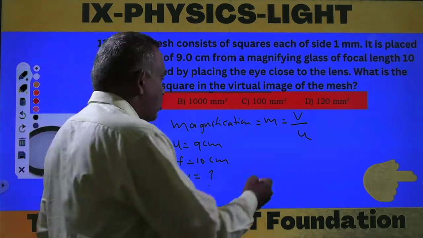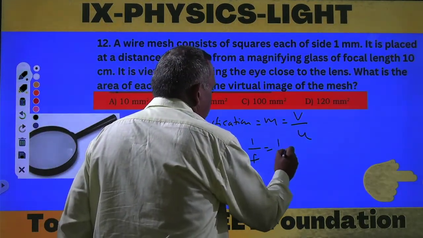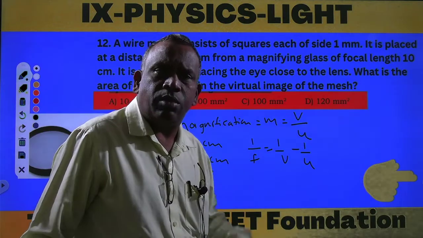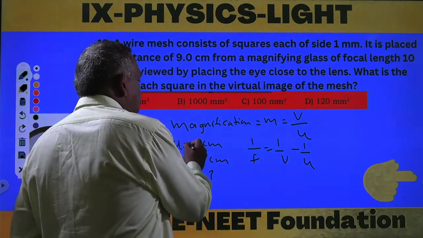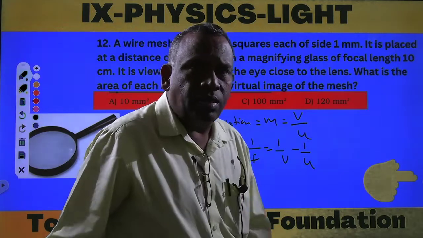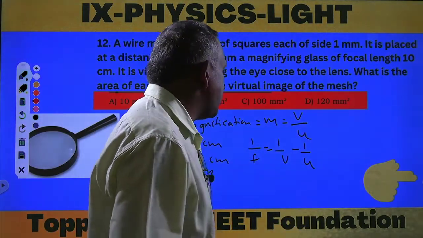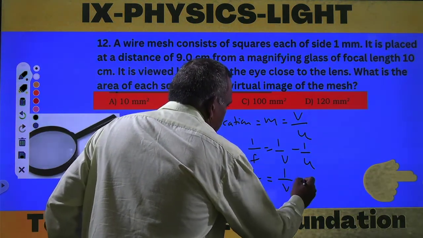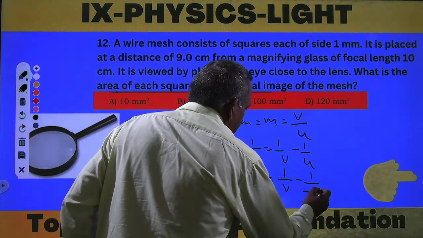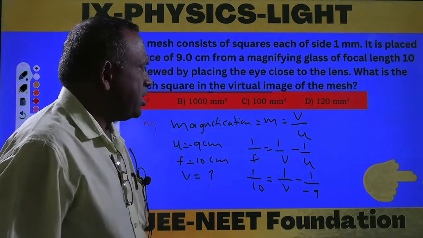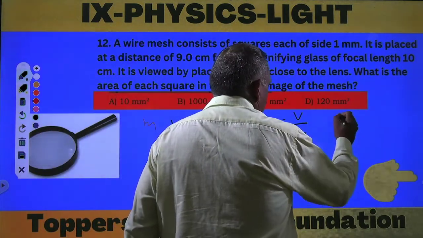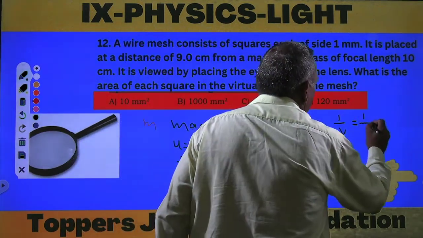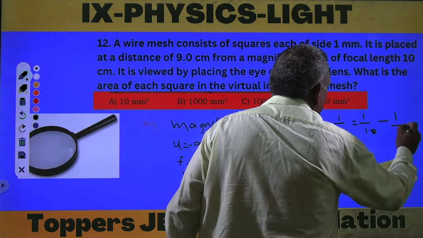The formula is 1 by f equal to 1 by v minus 1 by u. That is the lens formula. So here object distance is negative. On the left side of the lens it is going to be there, that's why minus 9 centimeters. 1 by 10 equal to 1 by v minus 1 by minus 9. If you simplify this, 1 by v equal to 1 by 10 minus 1 by 9 will come.